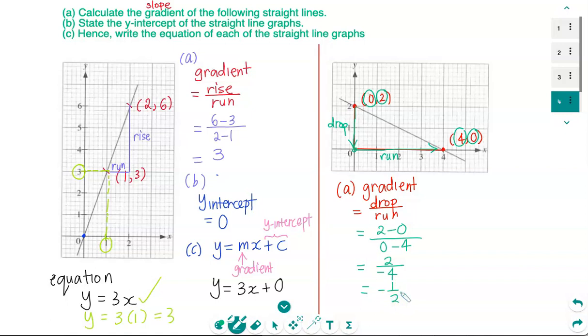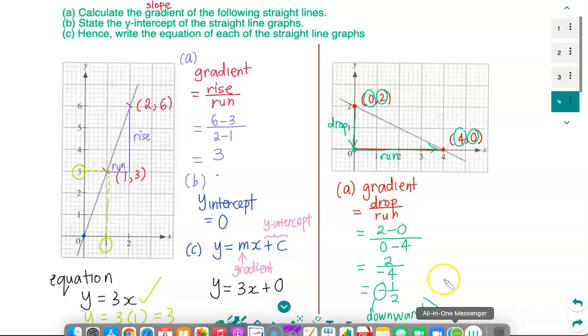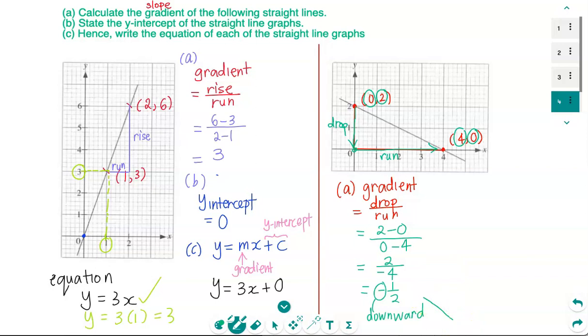Now don't worry about the negative number, because it tells you that it's downward sloping. That means it's like that. Alright, so it's downward sloping.